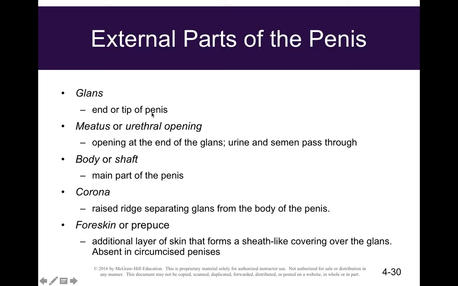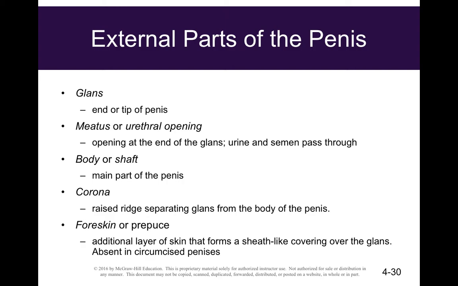So the external parts of the penis: we have the glans, or the end or tip of the penis, and the meatus, or the urethral opening. It's the opening at the end of the glans where urine as well as semen pass through. You have the body part of the penis, the main part, the body or the shaft. Then you have the corona, which is the raised ridge that separates the glans of the penis from the body or shaft of the penis.